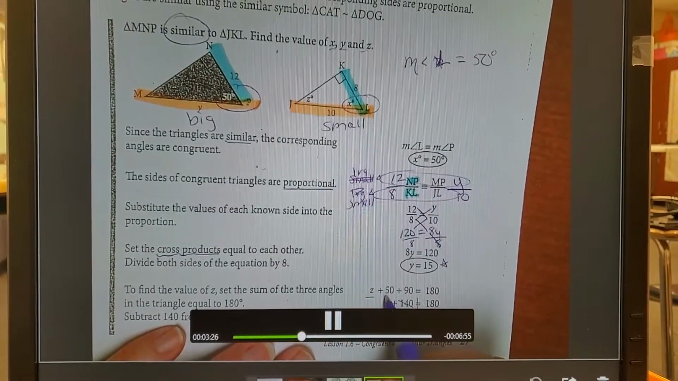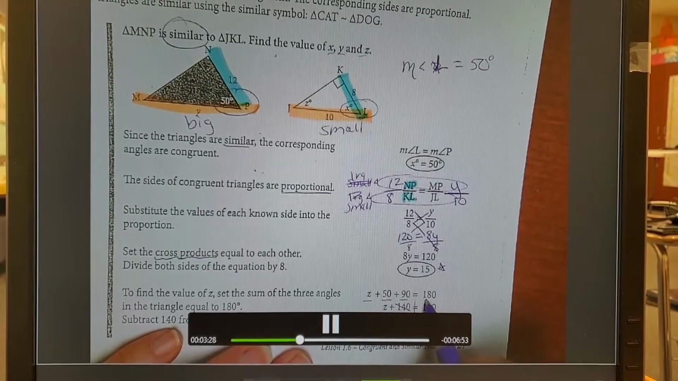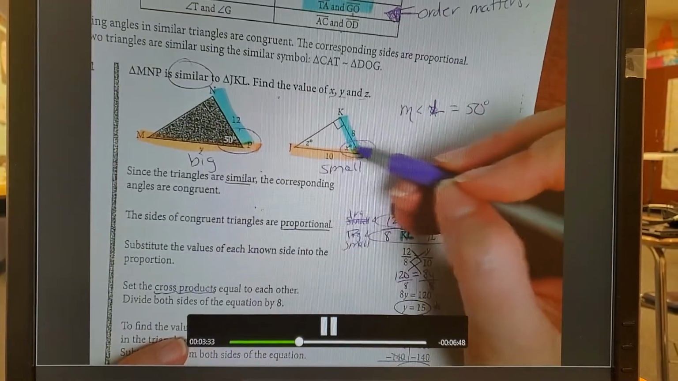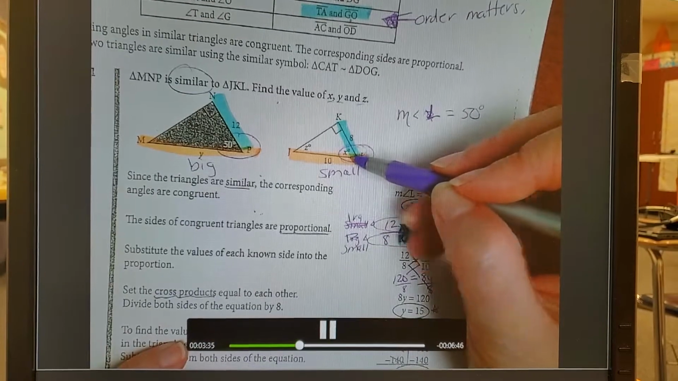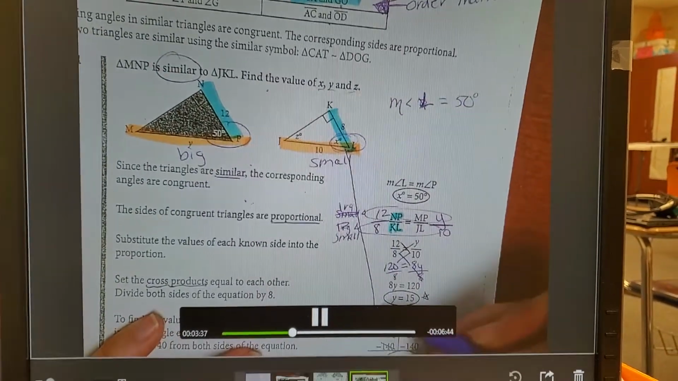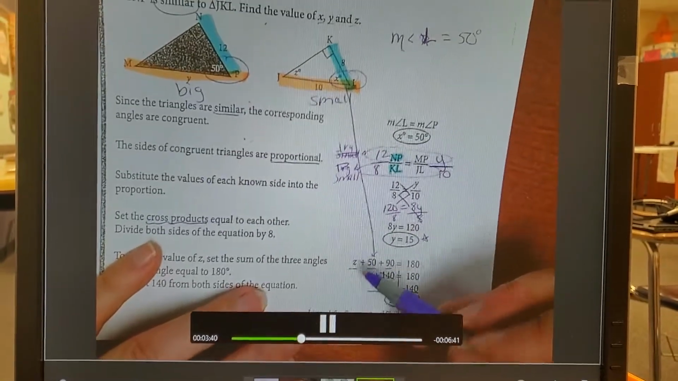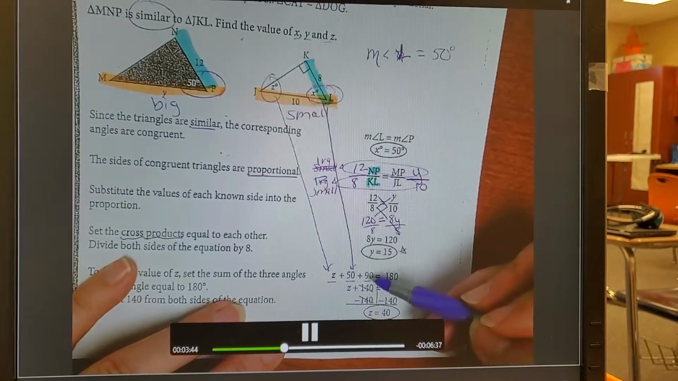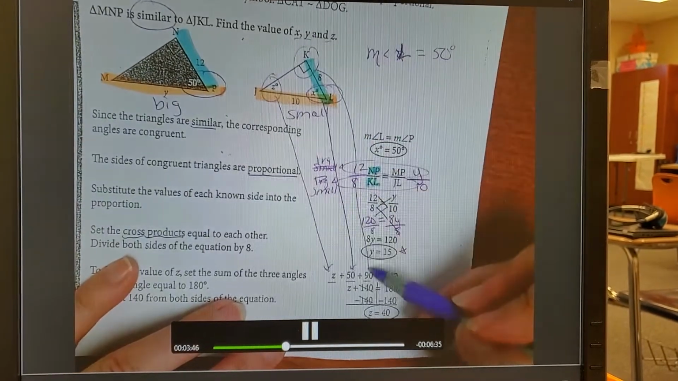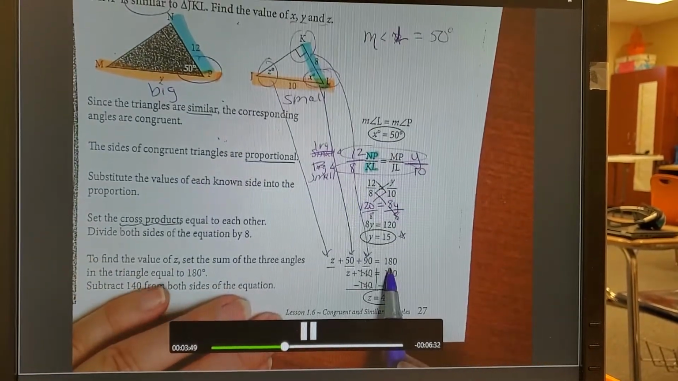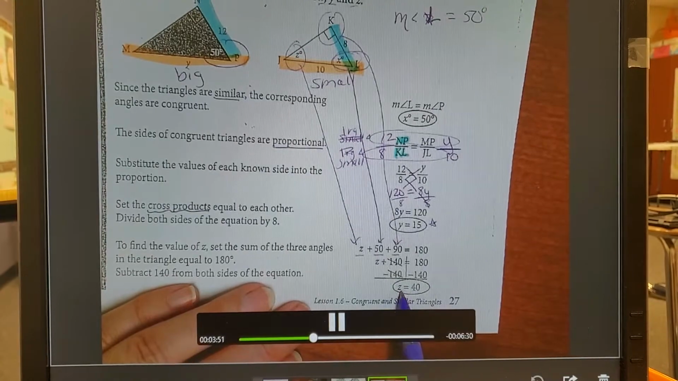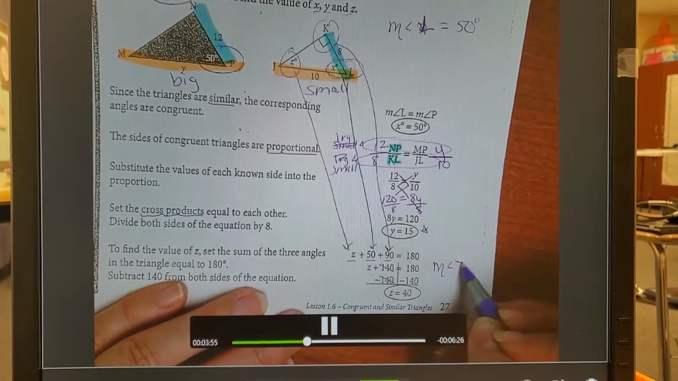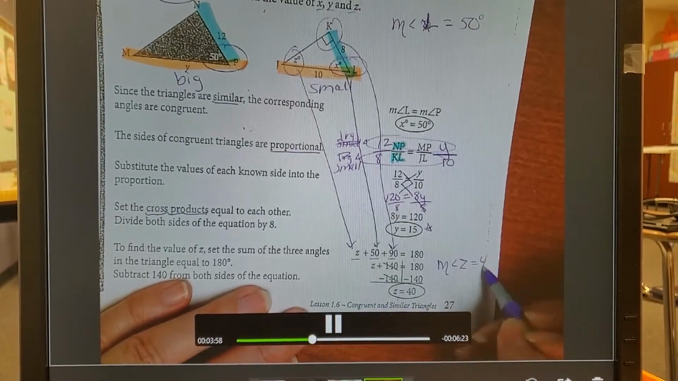Continuing on a little further, we have 3 angles, and 3 angles added together on a triangle will always equal 180 degrees. So I know X right here is 50. Z is what we are looking for. And 90 is right here. Go ahead and isolate the variable. We get Z equals 40, so the measure of angle Z equals 40 degrees.